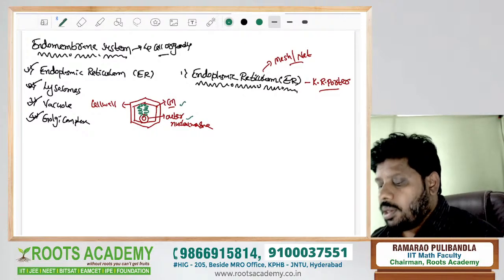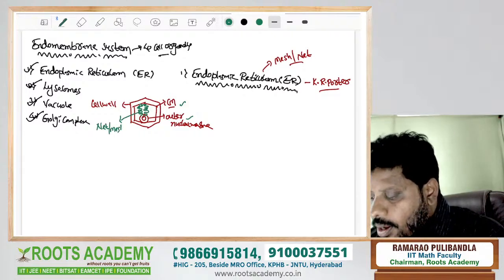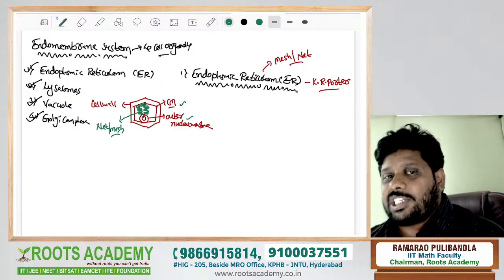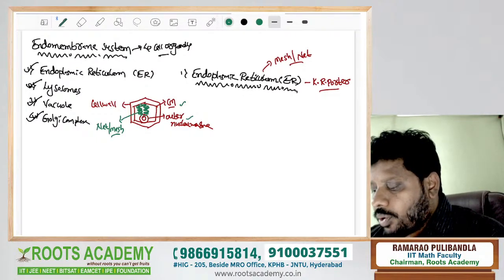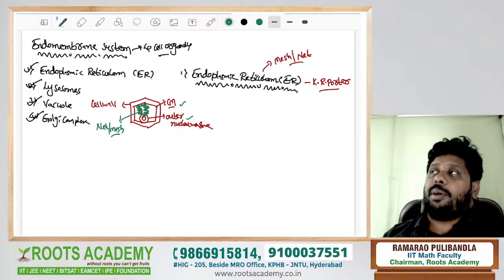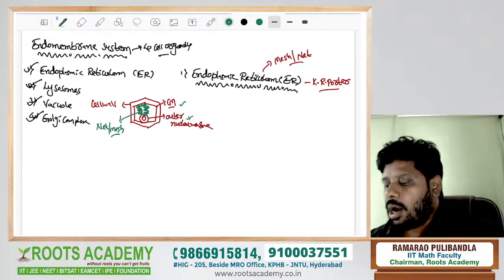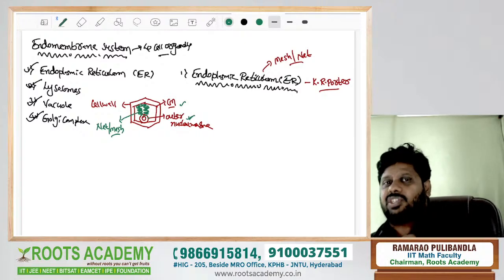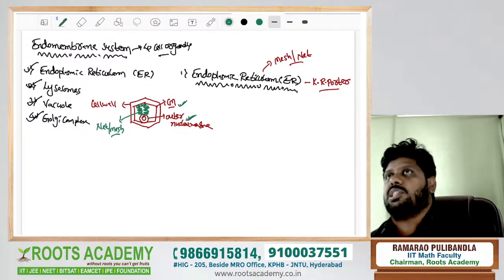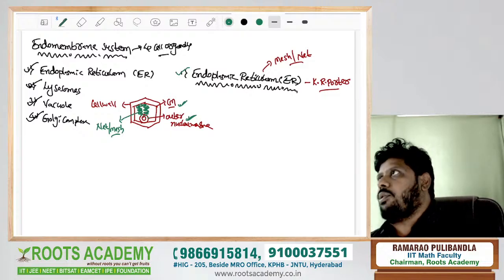the endoplasmic reticulum. It is a net or mesh-like structure which is extended between the outer nuclear membrane and the cell membrane. It originates from the outer nuclear membrane. That mesh-like structure is called the endoplasmic reticulum, first discovered by K.R. Porter.